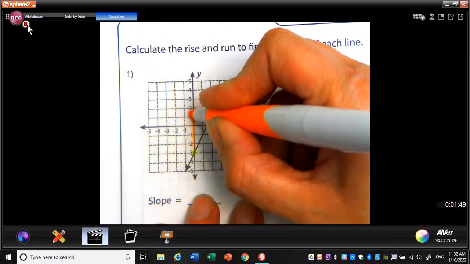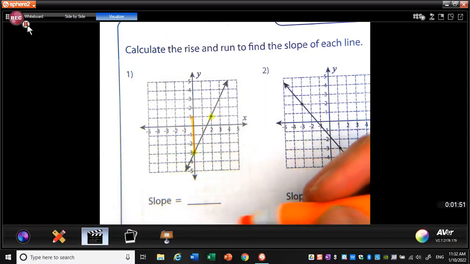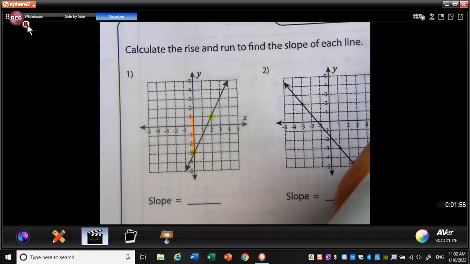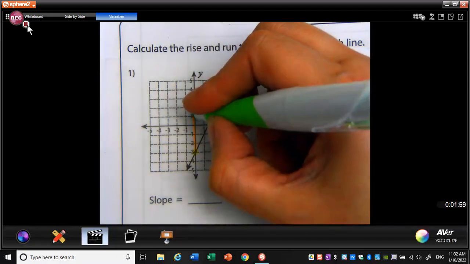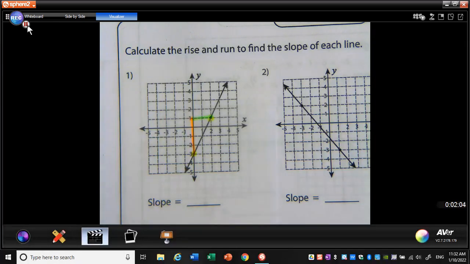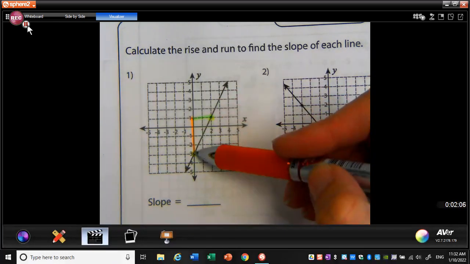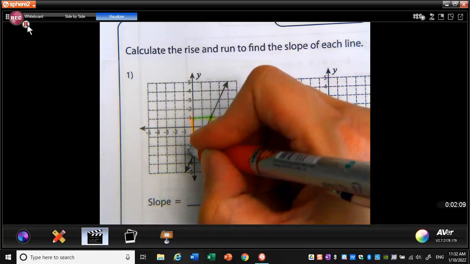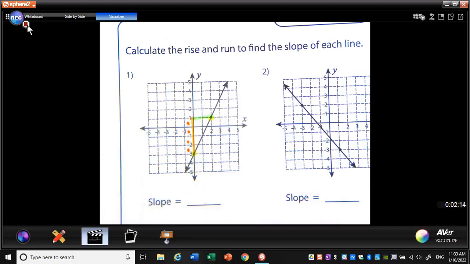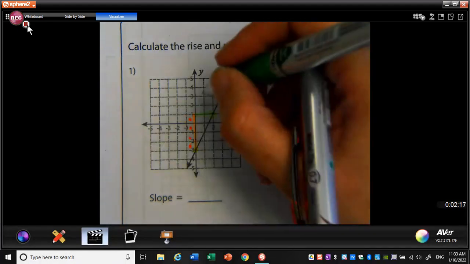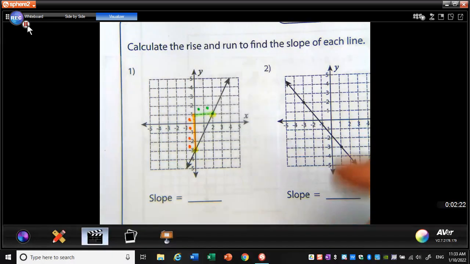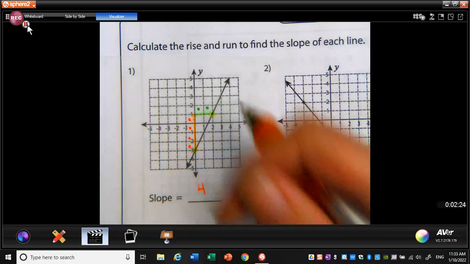I'm going up from my point, and then I'm going to the right. Always up or down, and always to the right. So now I'm going to count not the numbers here, but how many squares of the grid did I move up, in this case 4 up, and how many to the right, and in this case is 1 and 2 squares, which means that the slope of this line is 4/2.